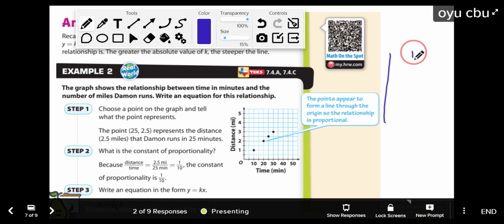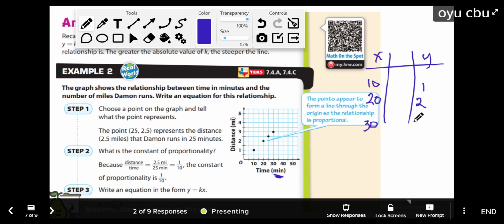Let's do our X and Y. The first dot is at 10. When X is 10, that means for 10 minutes, how many miles does he run? 1. When X is 10, Y is 1. What's the next one they show us? At 20 minutes, how many did he do? At 20 minutes, he did 2 miles. How about 30 minutes? 3 miles.